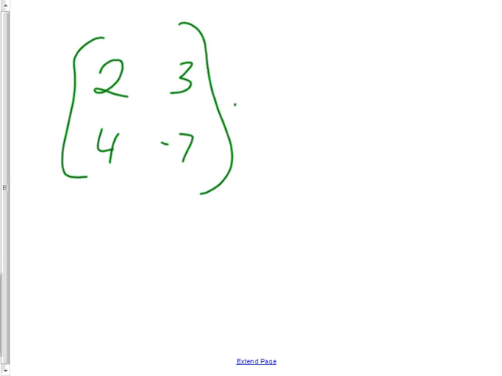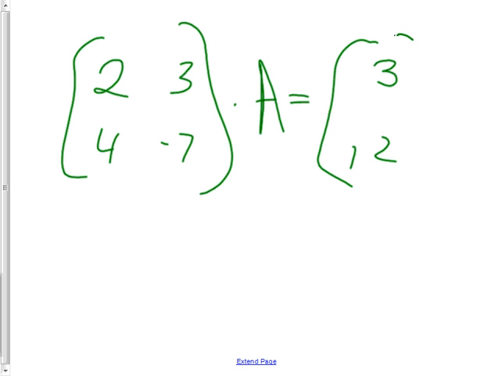[2, 3; 4, -7] is multiplied by some matrix A and gives me an answer of [3; 12]. And you have to figure out what A must be. Do you get the idea? A must be some kind of a matrix so that [2, 3; 4, -7], when you multiply it by A, turns into [3; 12]. All right, very good.